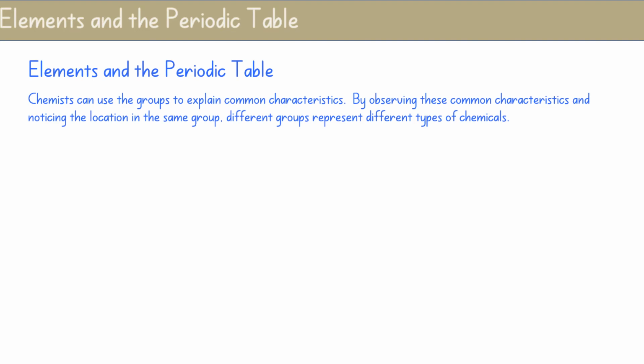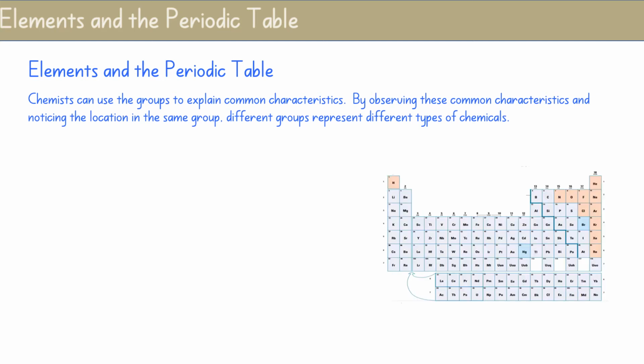Chemists can use the groups to explain common characteristics. By observing these common characteristics and noticing the location of the same group, different groups represent different types of chemicals. Let's take a closer look. First, we're going to have the alkali metals. They're shown here in green.